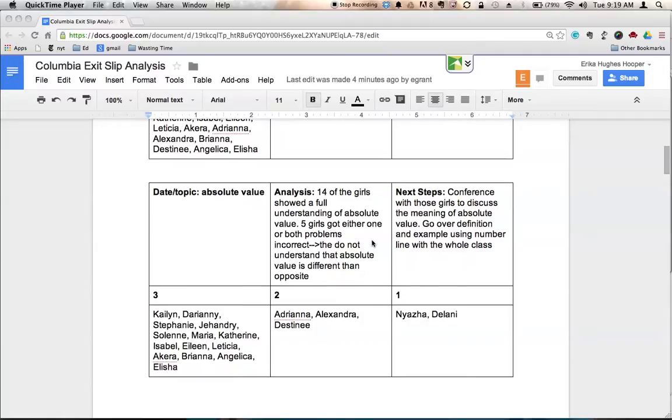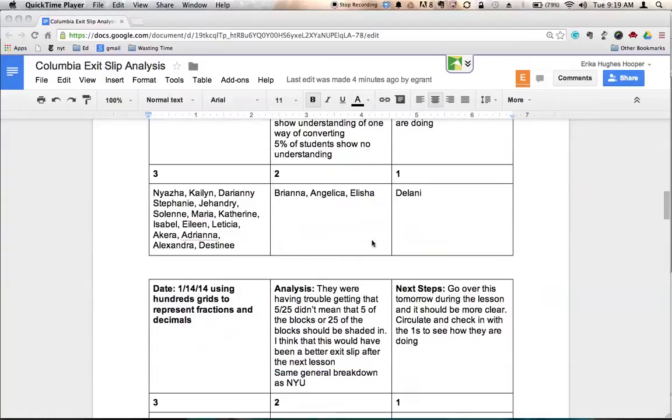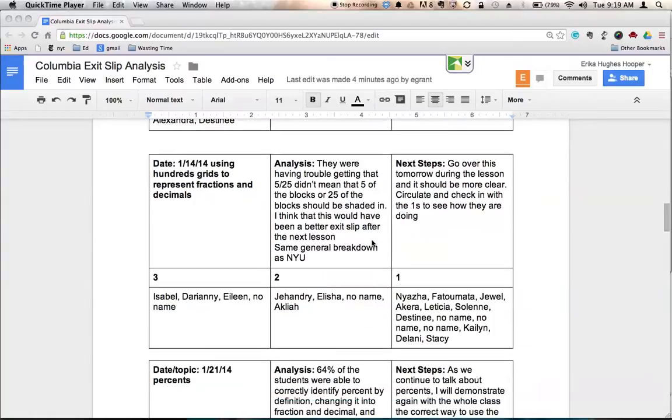If there's a higher number of students in the 1 section or the 2 section, then it tells me that there's a larger misunderstanding in the class that I need to go over with the whole class, and it's not just to check in with those students.